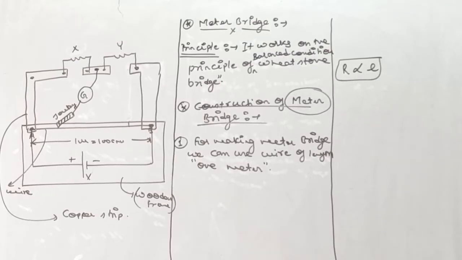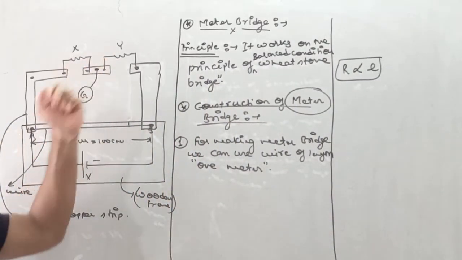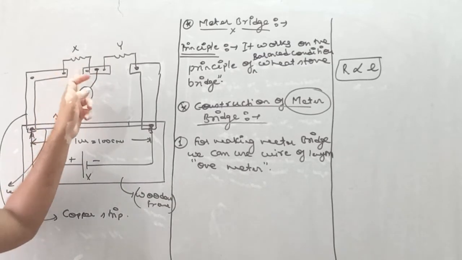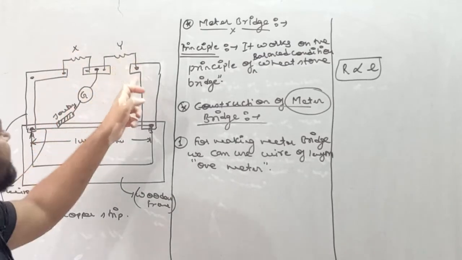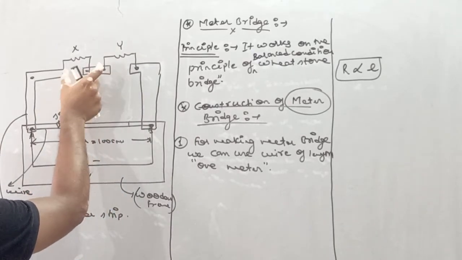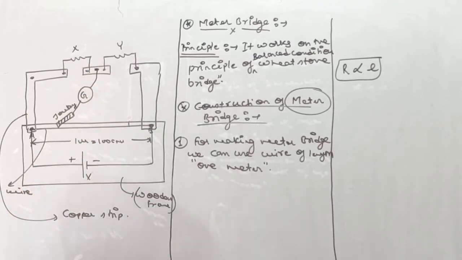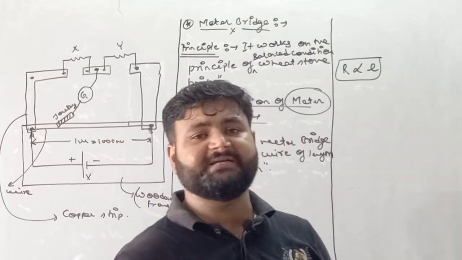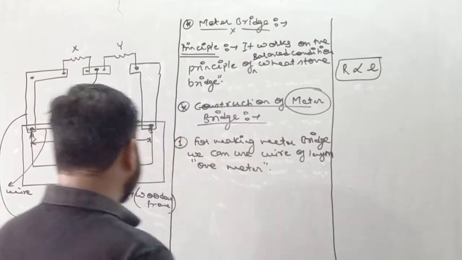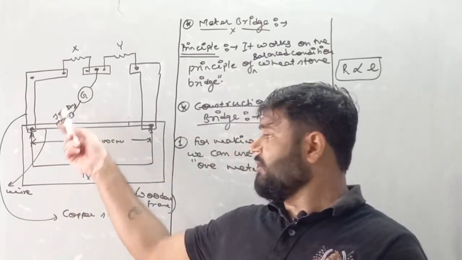In a meter bridge, my dear student, we have a wire whose length is identical, that is equal to 1 meter. Two resistors are connected in the copper strip. One has resistance X, the other has resistance Y. And between the resistors there is a copper strip in which one end of the galvanometer is connected and the other end of the galvanometer is connected with a device called a jockey. With the help of the jockey, as in the potentiometer, we can follow the process.